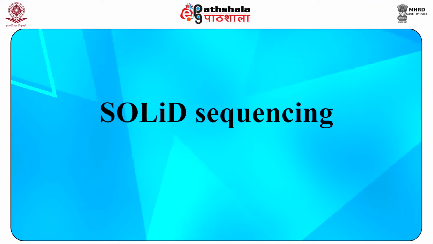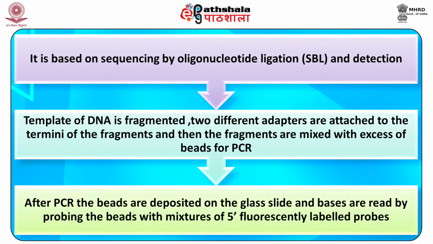Another method is SOLiD sequencing. It is based on sequencing by oligonucleotide ligation, in short called SBL, and detection. Template DNA is fragmented. Two different adapters are attached to the termini of the fragments, and then fragments are mixed with excess of beads for PCR. After PCR, the beads are deposited on a glass slide and bases are read by probing the beads with a mixture of 5' fluorescently labeled probes.